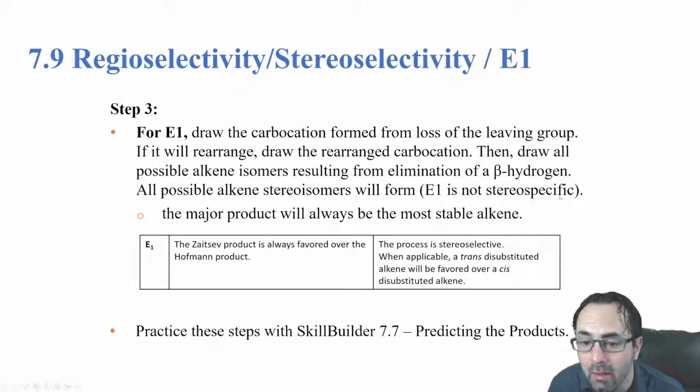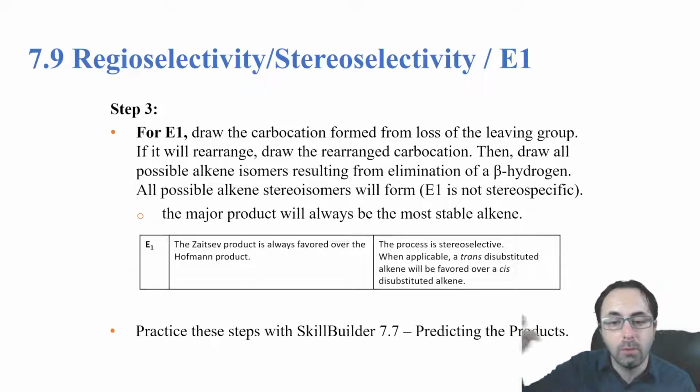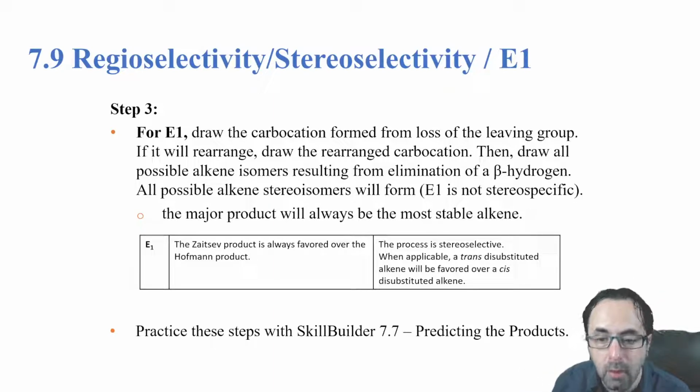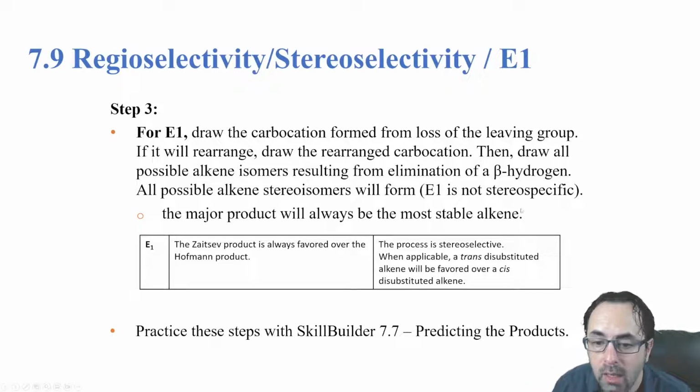E1 is not stereospecific like E2, right? Because it's happening in two steps. In the E2, we had to have the anti-periplanar arrangement so that the hydrogen could be removed at the same time that the leaving group is leaving, and the pi bond can be formed from the p orbitals. E1 is not stereospecific. You're going to get a mixture of the stereoisomers if there are two possibilities.